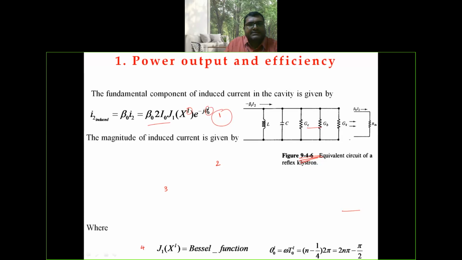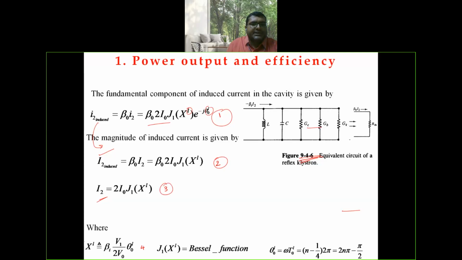In klystron it is x and theta naught. In reflex klystron it is x dash and theta naught dash. That is the only difference. The magnitude of induced current is given by capital I2 induced, the magnitude of this I2, which is beta naught I2, beta naught 2 I naught J1 of x dash, given by equation number 2, where I2 is equal to I naught J1 of x dash, equation number 3.